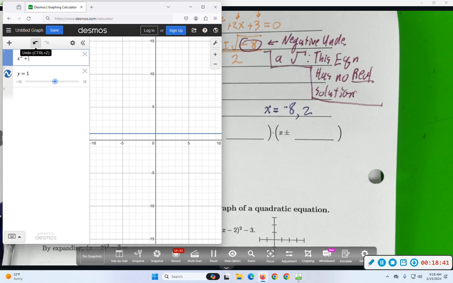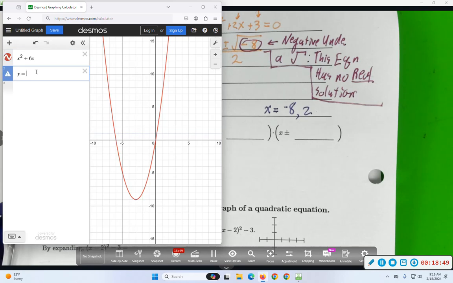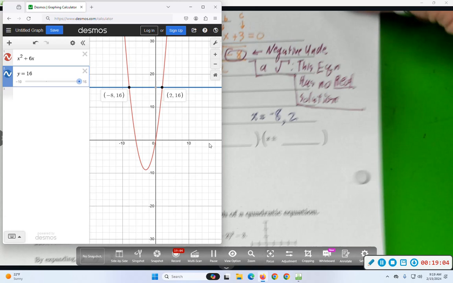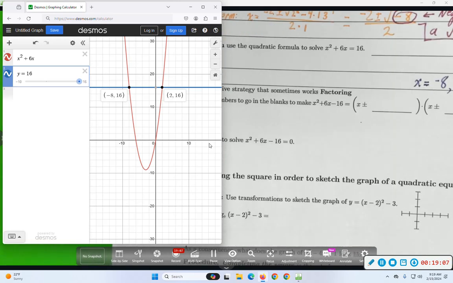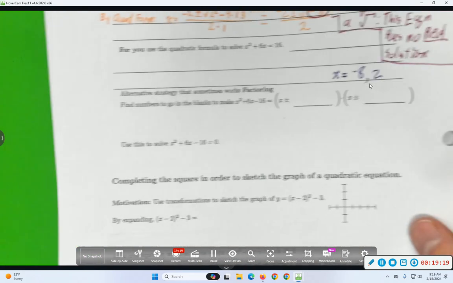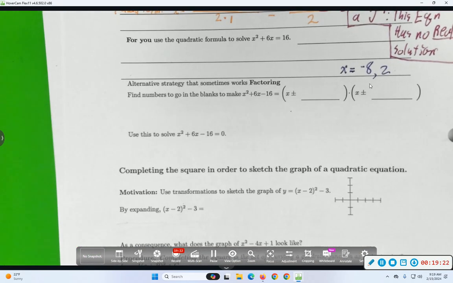X squared plus 6x. There's the thing that I would like to graph. And y equals 16. The y value's off the chart. The graph is saying -8 and 2. So let's go through and see what went on. How many people used the quadratic formula like the problem said? Cool. Did any folks use a different strategy? Cool. The different strategy is also on the next line, so you're already ahead. Did you get the same answer then? Oh, yeah. Okay, something about an 8 and something about a 2. Let's go through this walk.